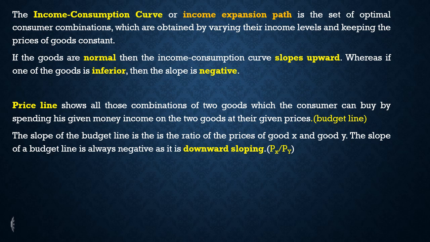If the goods are normal, then the ICC slopes upward, whereas if one of the goods is inferior, then the slope is negative.